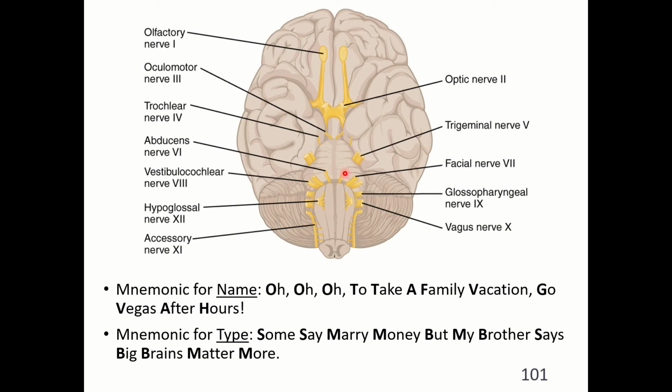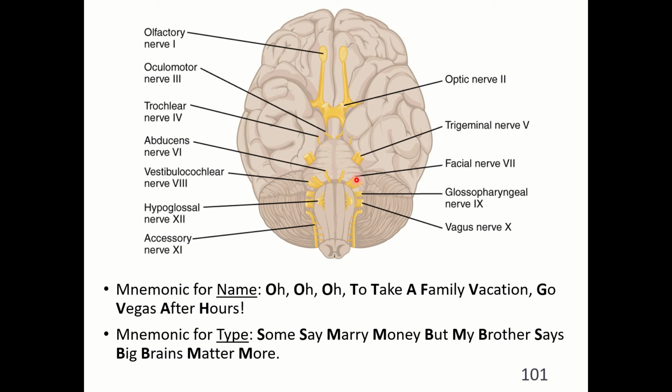Abducens is number 6. This is an eye mover. It helps you to look laterally, so to the side. Number 7 is the facial. It's a little paired nerve here. Notice that the trigeminal is big enough that it's got 2 trunks coming from it. So does the facial. And this is the other cranial nerve that really branches in your face. It branches 5 times. It is the one that helps you to taste, and it also is important in facial expressions, hence its name, the facial nerve.